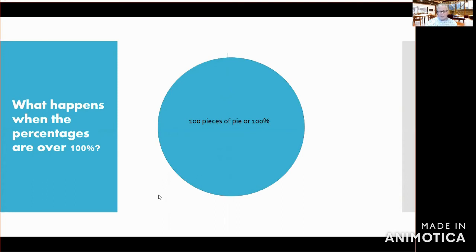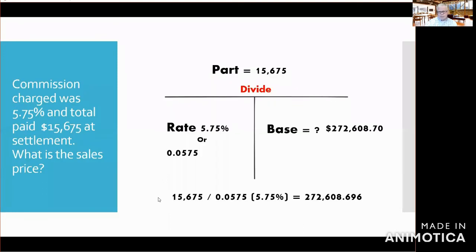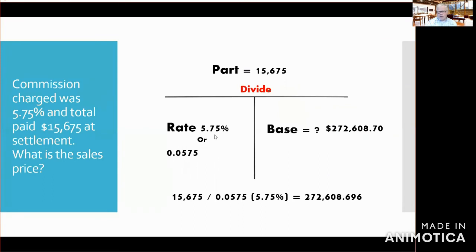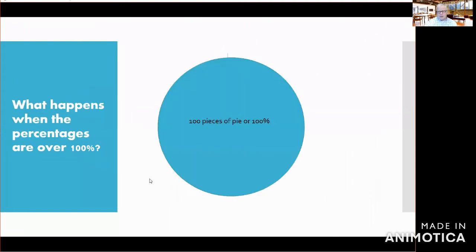So we occasionally are going to run into a problem. Most of the time, when we say this is the part, it's because it's going to be smaller than the base. There is an exception to that, and that exception is when the rate is more than 100%. So go back here. If this is more than 100%, this number is going to be higher than the base. So let's try to explain it this way.